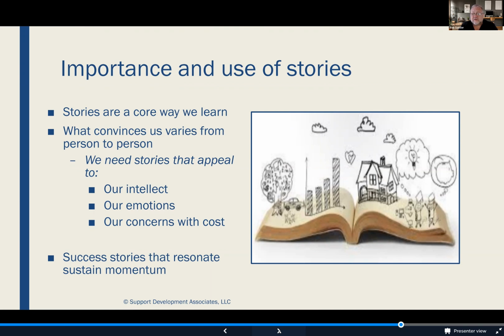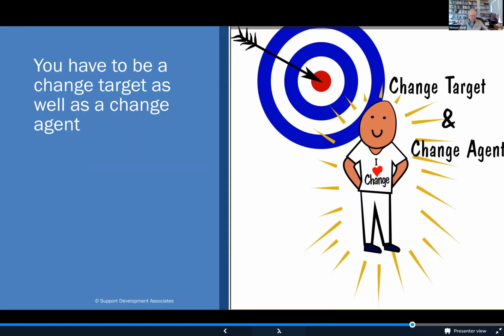So I'm going to pass it over to Michael to start to wrap things up here. So one of the things we found, which is always a bit disturbing, is that while we all love to be change agents, we also need to be willing to be change targets. Change agents are our favorite role, where we look at what needs to change and tell other people how practices need to change, how policies need to change, and how other people need to change.